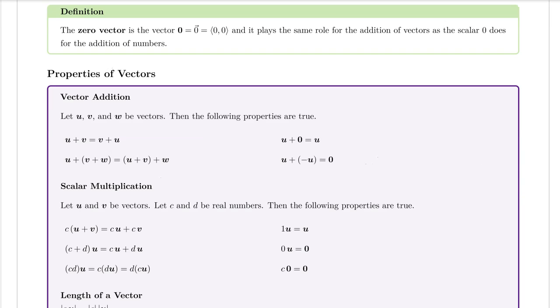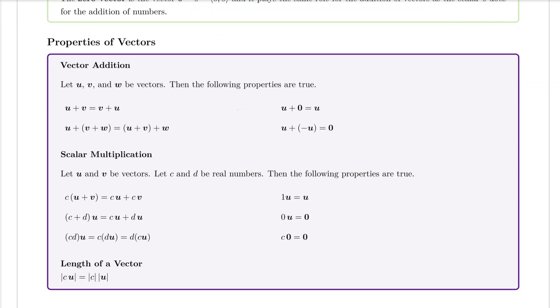The 0 vector is the vector, you could either write it with a bolded 0 or a 0 with an arrow over it, and it's just equal to ⟨0, 0⟩, and it plays the same role for the addition of vectors as the scalar 0 does for the addition of numbers.